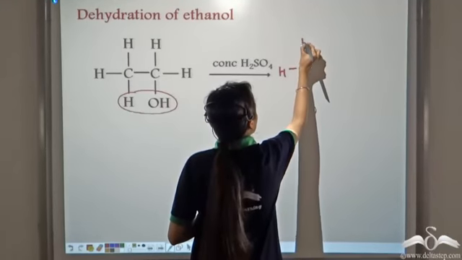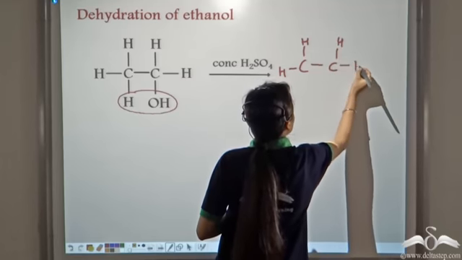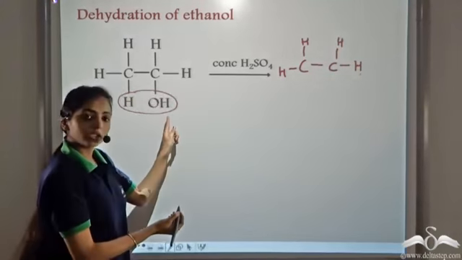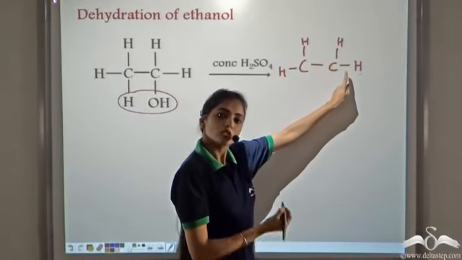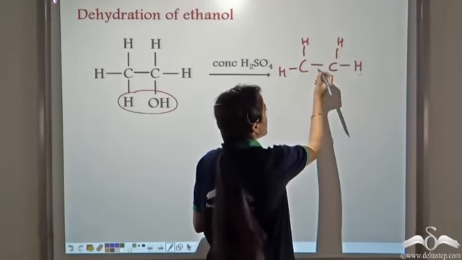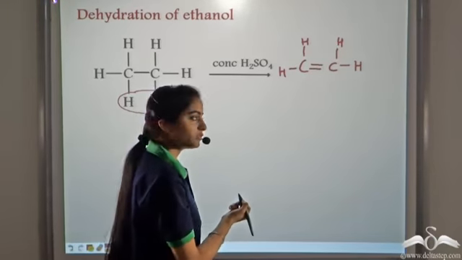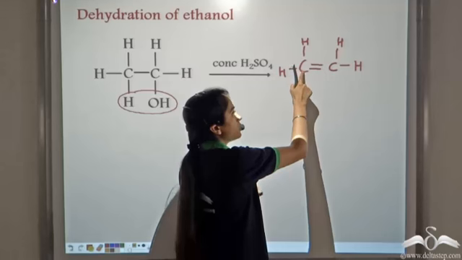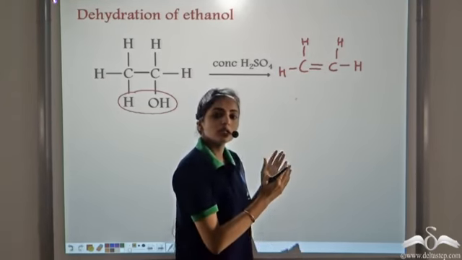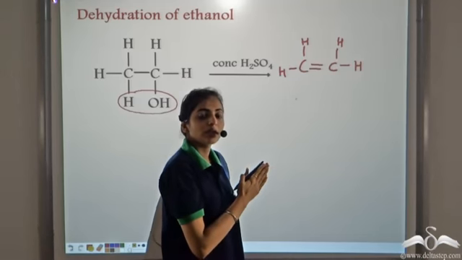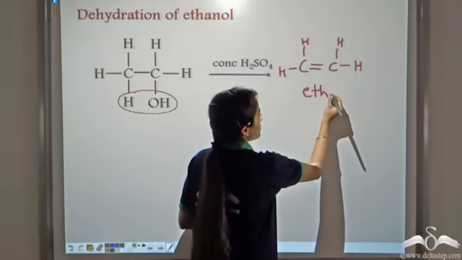CH. Now, since this water molecule is removed, each carbon has only 3 covalent bonds. So, in order to complete its tetravalency, it forms a double bond. As this H and OH is removed, it forms a double bond. So, now each carbon has 1, 2, 3, 4 covalent bonds. So, by using concentrated sulfuric acid, that is by the dehydration of ethanol, we get ethene.